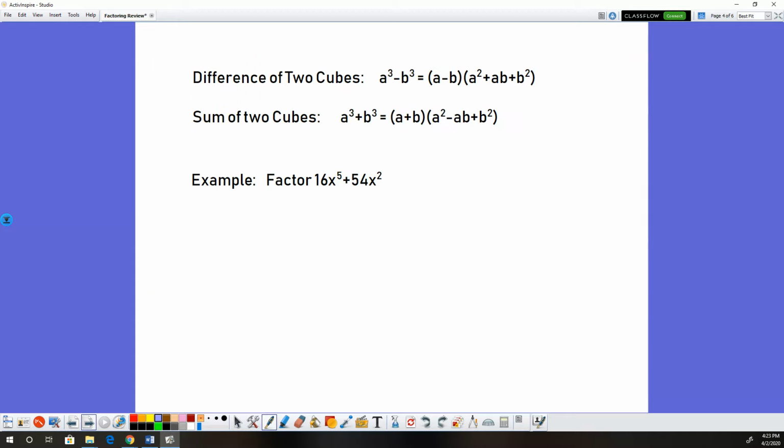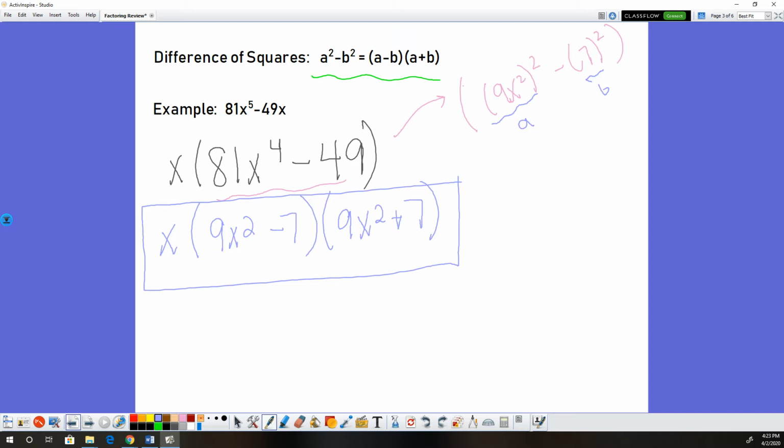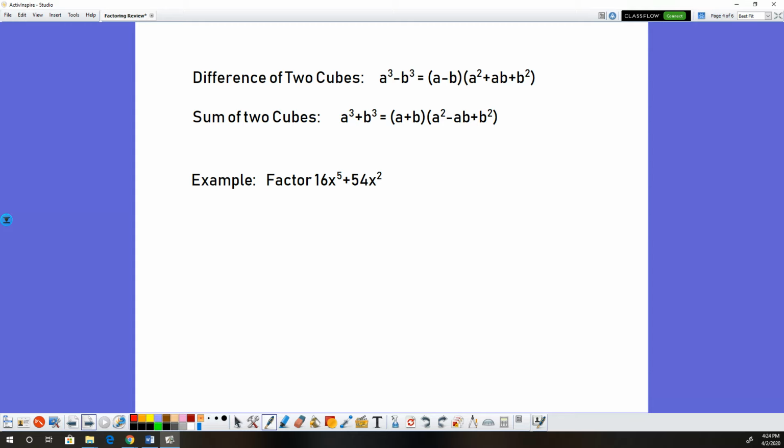All right, difference of cubes and sum of cubes. Okay, a cubed minus b cubed and then a cubed plus b cubed. Let me go back a little bit. I probably should have said this and I didn't, so I'm going to go back and say it. There is no sum of 2 squares. So if you were to have 81x to the 4th, if this was a plus 49, there's nothing you can do with that. It has to be a minus sign. Sorry, I should have said that when I did that.